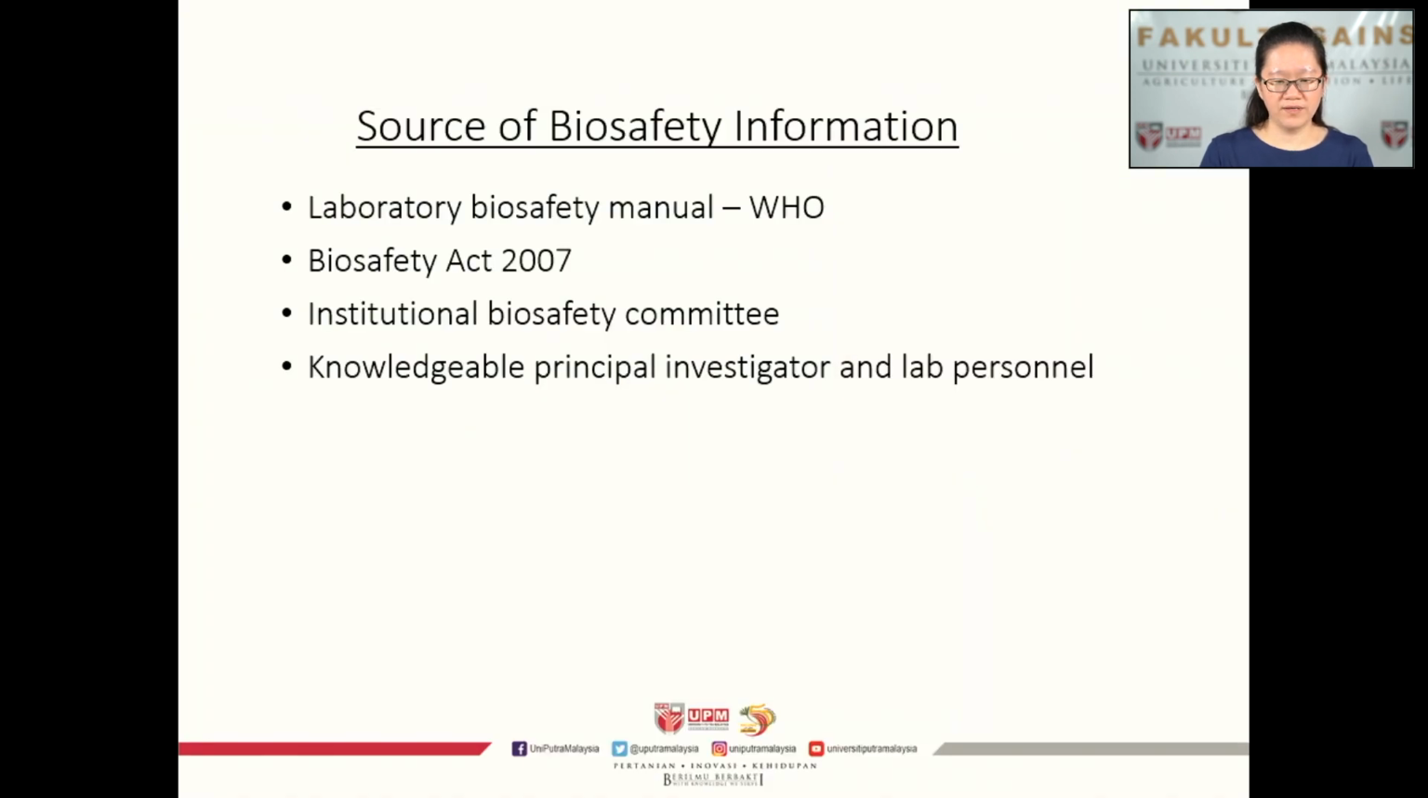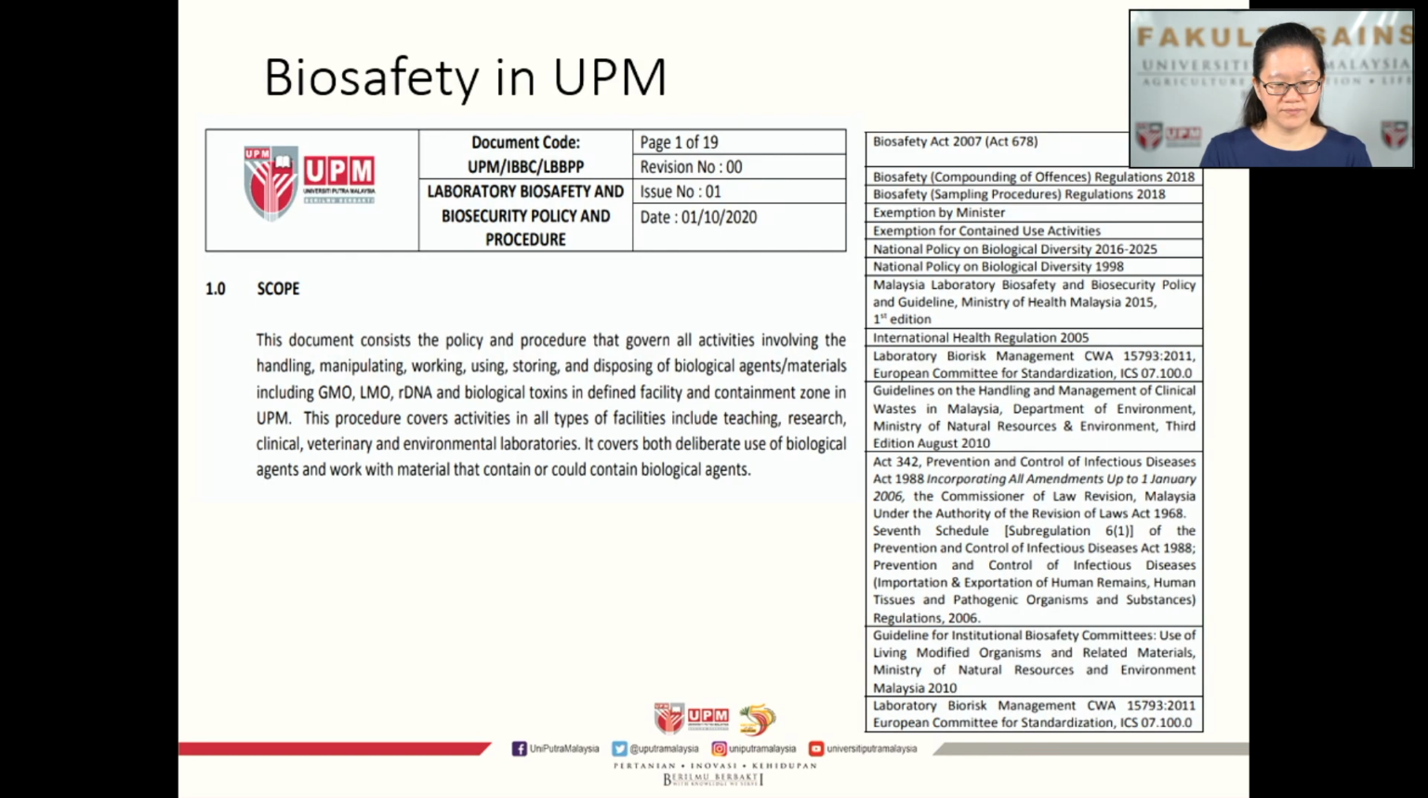These are some of the sources where biosafety information may be obtained. As mentioned earlier, the Laboratory Biosafety Manual prepared by WHO, the Biosafety Act 2007 of Malaysia, and also the Institutional Biosafety Committee, and last but not least, knowledgeable principal investigators, also lab personnel that have been properly equipped and trained with biosafety knowledge.